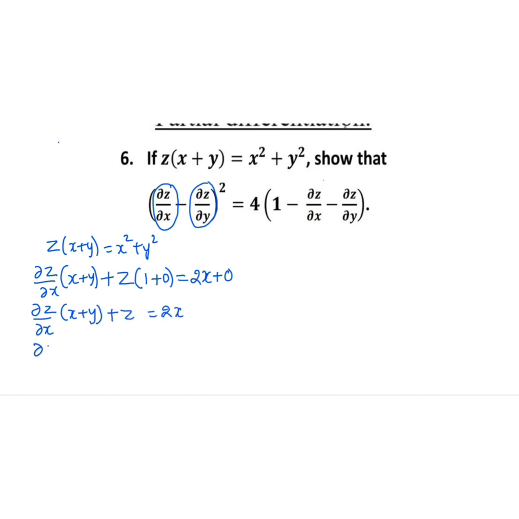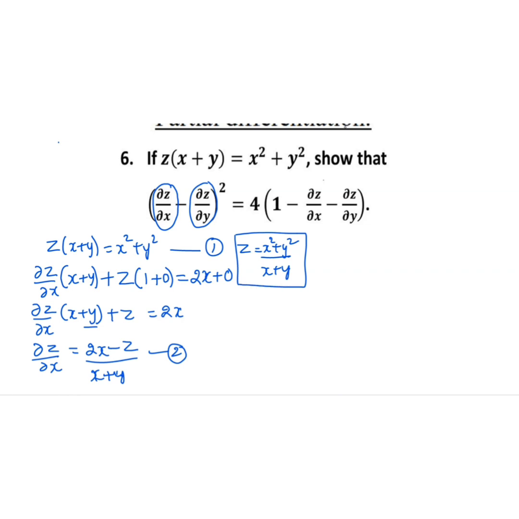Now dou z by dou x is 2x, plus goes to the other side and becomes minus z, multiplication goes to the other side and becomes division. We'll call this equation 1. We'll call this equation 2. From equation 1 you can write z equals x square plus y square divided by x plus y. We'll just keep the z value. Now we'll differentiate with respect to y.